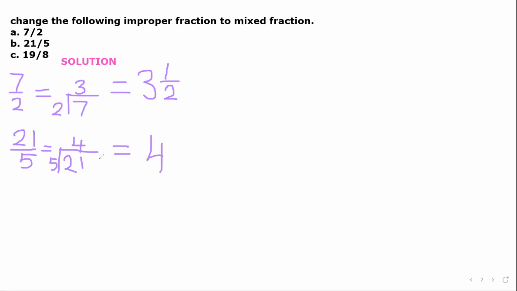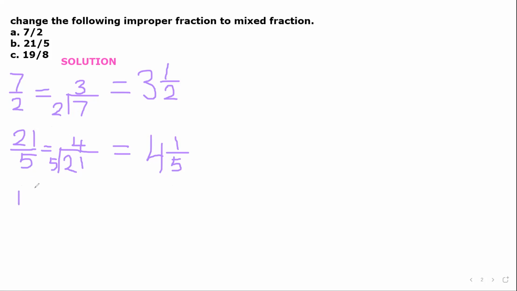Good. The denominator of the improper fraction is the same denominator for the mixed fraction. Now we have our 5 here. Then 5 times 4 is 20, plus what number will be equal to the numerator of the improper fraction? Plus 1. So here is 4 whole number 1 over 5. 5 times 4 is 20 plus 1, that will give you 21 over 5.